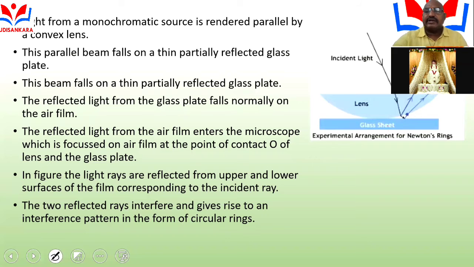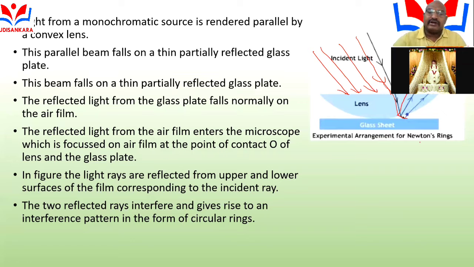So students, this is the glass plate. It is a plano-convex lens. The light from a monochromatic source is parallel to the convex lens. Many light rays pass here, and this is called the incident monochromatic light. A parallel beam falls on the thin partially reflecting glass plate. That means the light reaches a point and is reflected in this direction, and the refracted light meets points A, B, C, where again some portion is refracted and reflected in two directions.